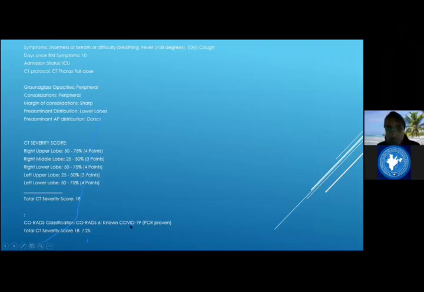So it was a known COVID patient. So CO-RADS 6 and severity score is 18 out of 25. The patient definitely needs mechanical ventilation.